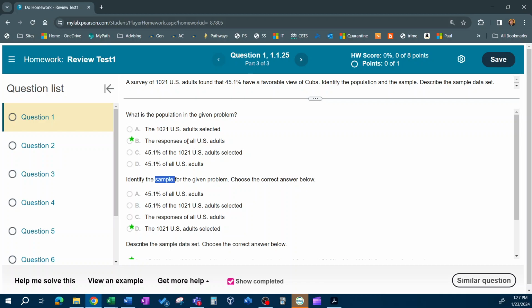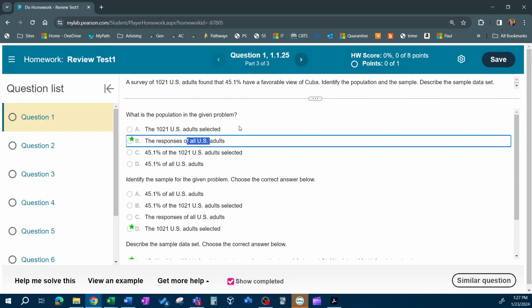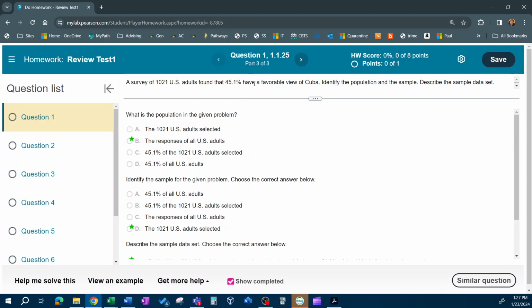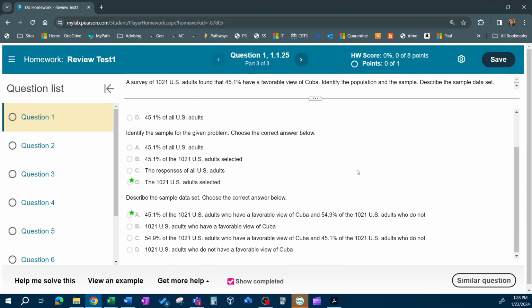There's the sample, and that's going to represent the response of all U.S. adults, and so that's the population, okay? One other thing I wanted to point out, this number, that's either going to be a statistic if it comes from a sample, or it's going to be a parameter, a population parameter, if it comes from the population. So there's the 45.1. Is that a statistic or is that a parameter? Well, it's coming from this subgroup. It's coming from the sample, so therefore 45.1 is a statistic.